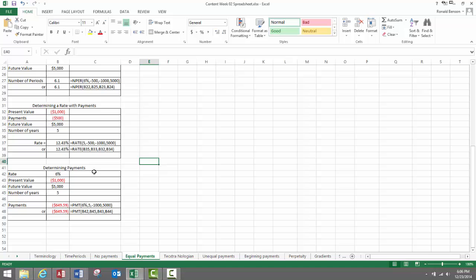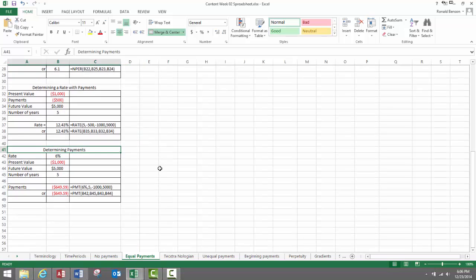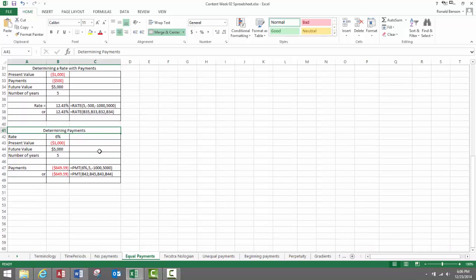For the last part, we're going to look at determining payments. If we had a 6% rate, we deposit $1,000 up front, and we want $5,000 at the end, essentially saving up for some expenditure of $5,000. And 5 years from now, what would we have to make as payments?